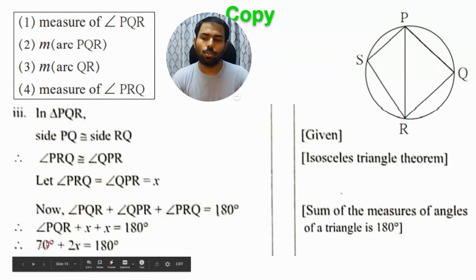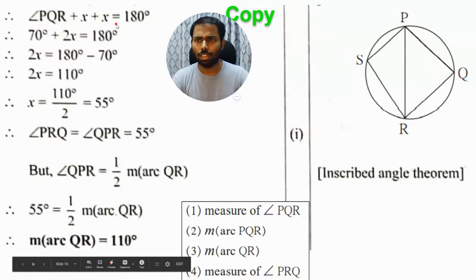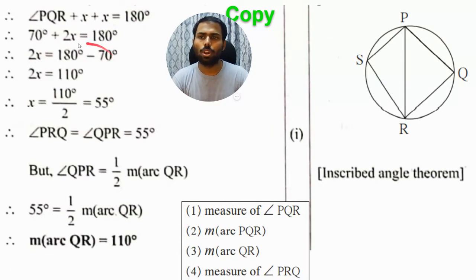So now what will you do? Take 70 to the other side. If you take 70 to the other side, you will get 2x is equal to 180 minus 70 degrees. Okay, so 180 minus 70 is 110. Here 2x is equal to 110. So this 2, which is multiplying here, will go to the other side and divide. So 110 divided by 2, that is 55 degrees.